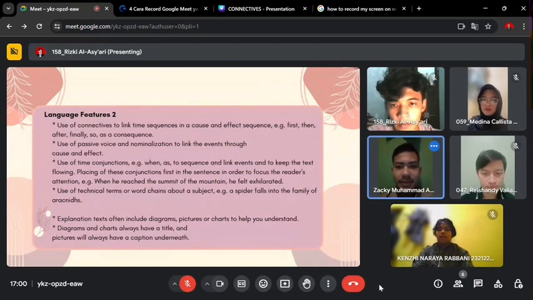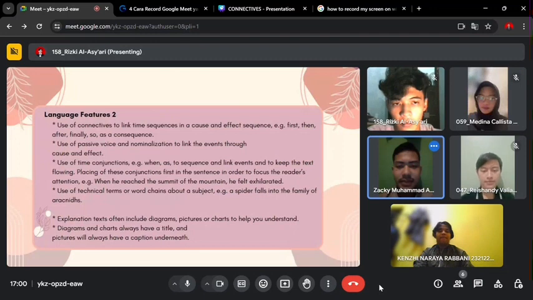And then the next, language features 2, will be explained by Kenzhi Naraya Rabbani.